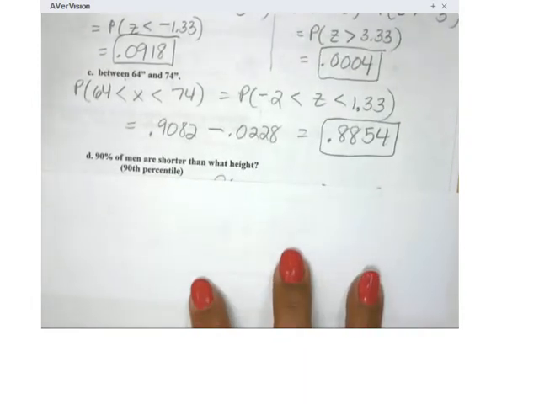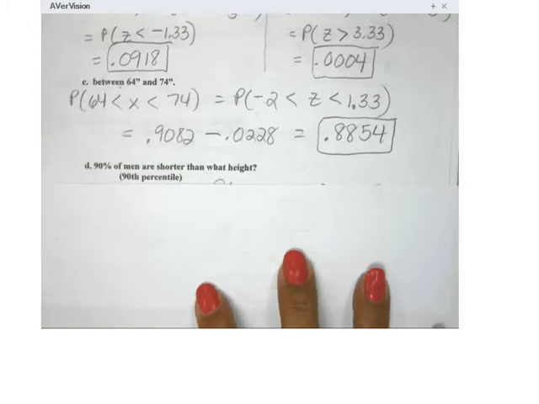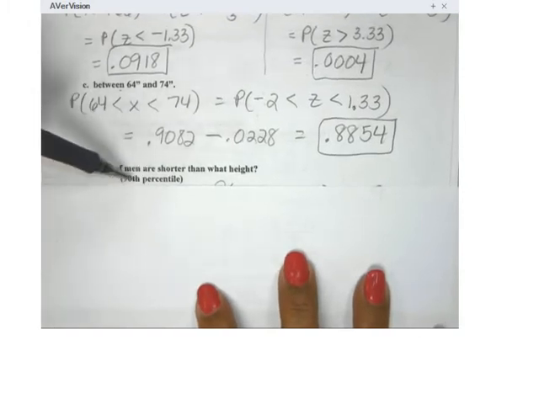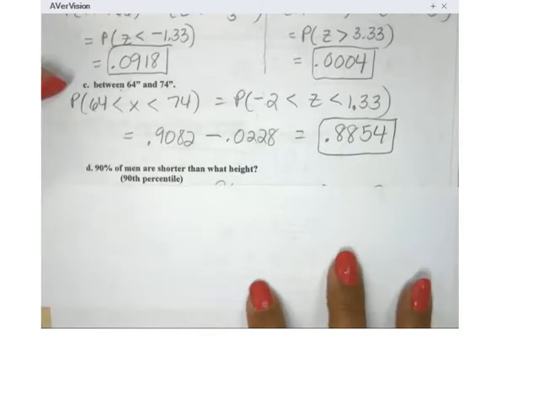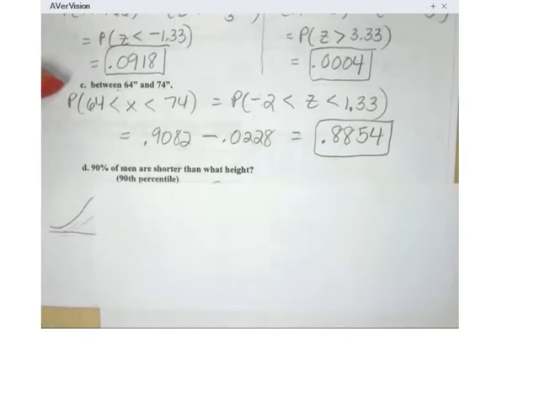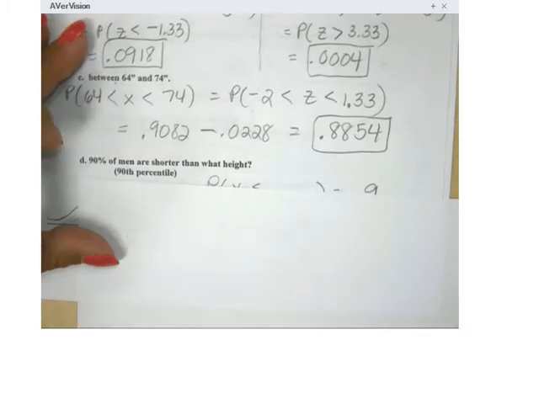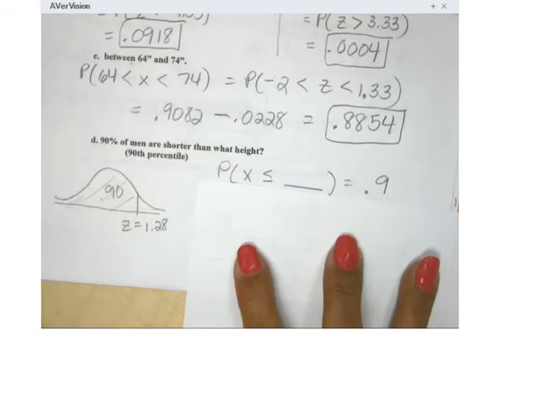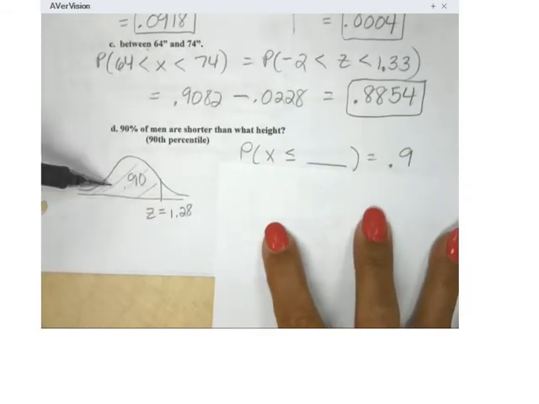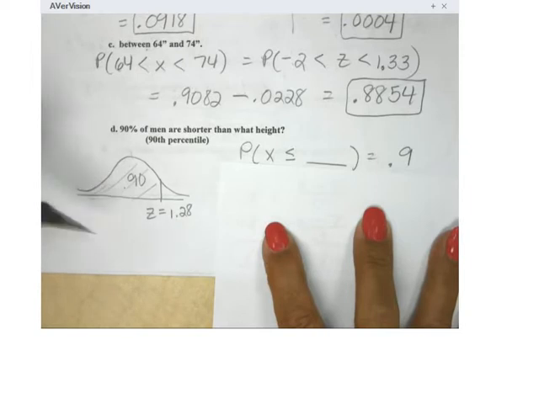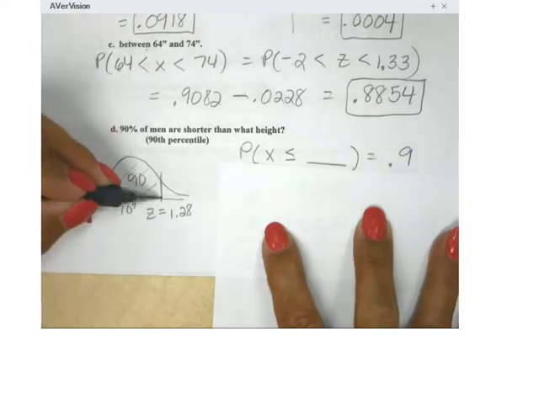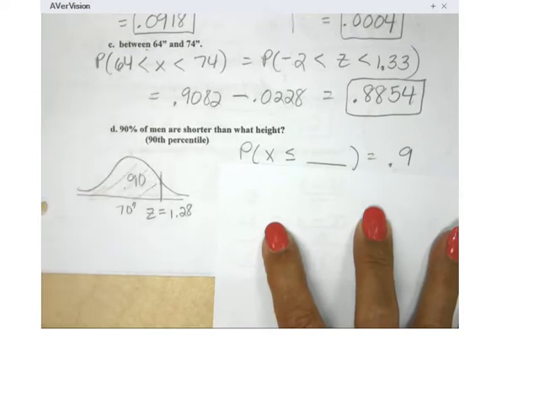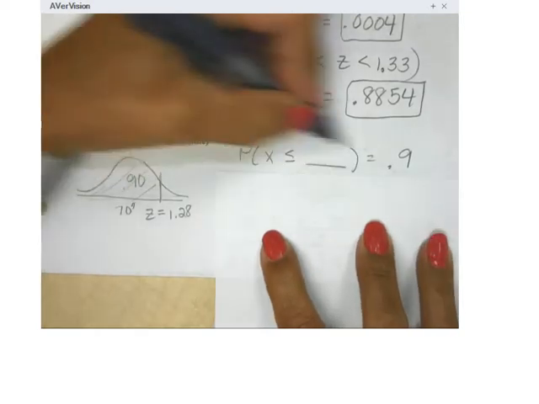Now, relate this to what we also did yesterday. I want to find: 90% of men are shorter than what height? Another way to word that is I want to find the 90th percentile. So I like to draw myself a little picture and also explain what I'm trying to find. So I have my little picture. I want the area, and here is that 70 inches right here in the center. I want to find the score that has 90% of the heights less than or equal to it. And that's what my statement says here.